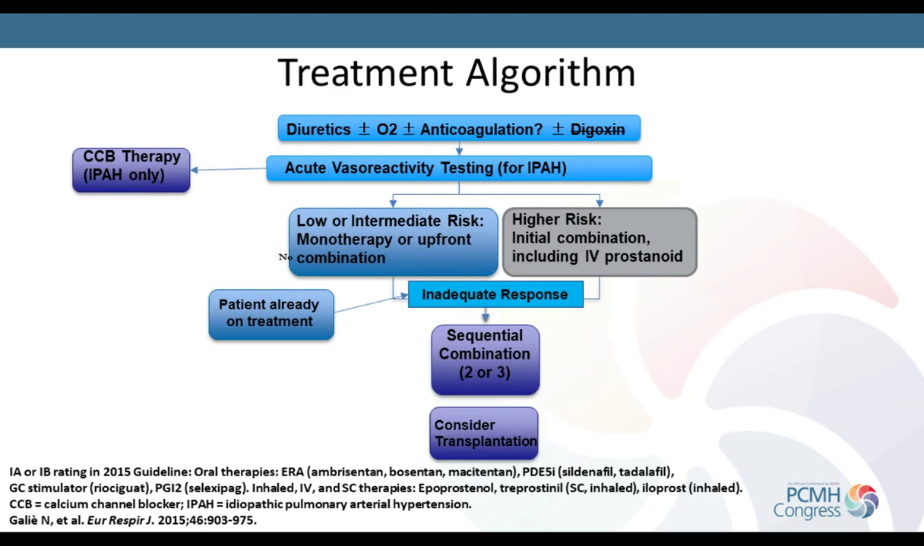And I'm going to go through this very, very quickly, but again, we're determining risk, low, intermediate, or high risk, and making a determination as to how they treat these patients. Patients who are high risk, we're going to be more aggressive with than patients who are lower risk. But even patients who are lower risk need aggressive treatment.